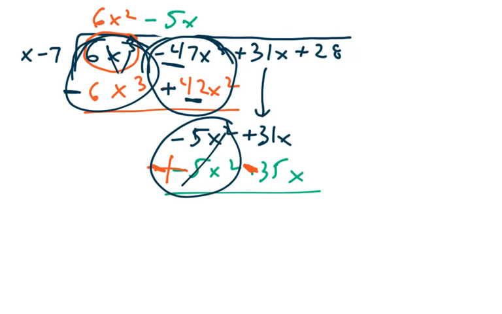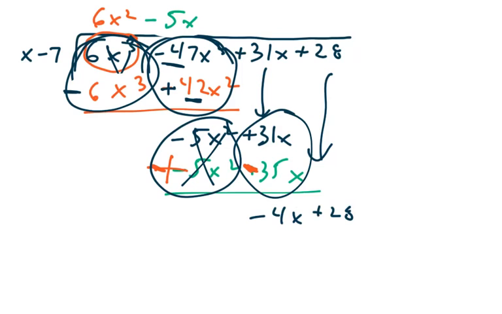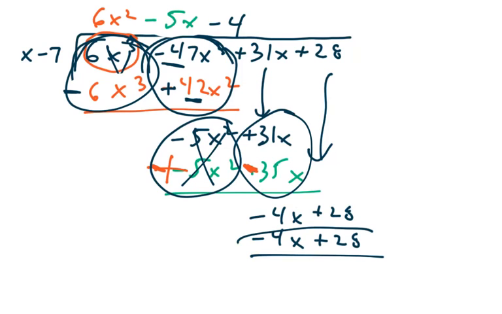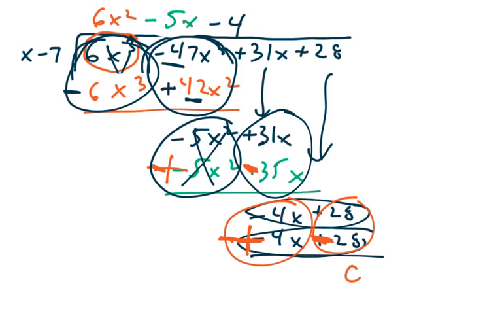Anyways, 5 minus 5 is 0. 31 minus 35 is minus 4x. I bring down my 28. Almost done. I need to times by a negative 4. That gives me a negative 4x plus 28. As you can see, these are exactly the same. So when I minus, that 4 becomes a plus, the 28 becomes a minus. I get 0 there, I get 0 remainder total there.